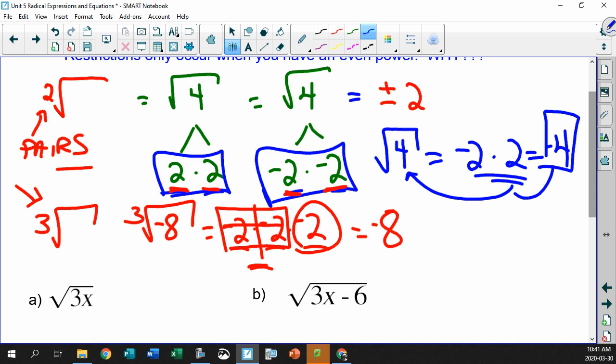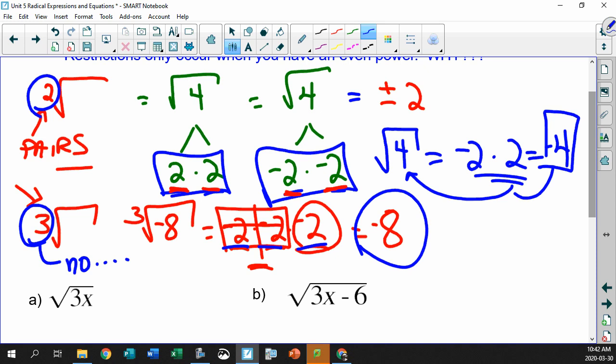So if you are an odd root, no restrictions. There's absolutely no restrictions because you can have a negative times a negative times a negative give you a negative, you're okay. But when you're looking at pairs, you can never have two numbers to give you a negative, or four numbers to give you a negative, or 8 numbers to give you a negative. You see what I mean? Look, if that was negative 2 and negative 2, great, you get a positive 4. You can never make this negative. So there's the restriction right here.